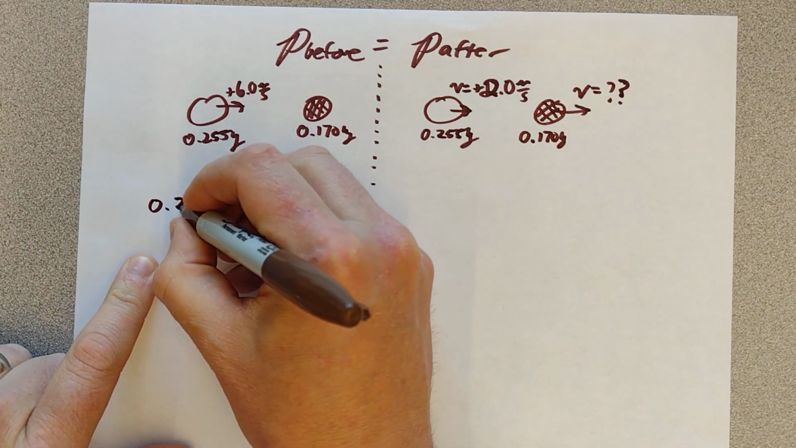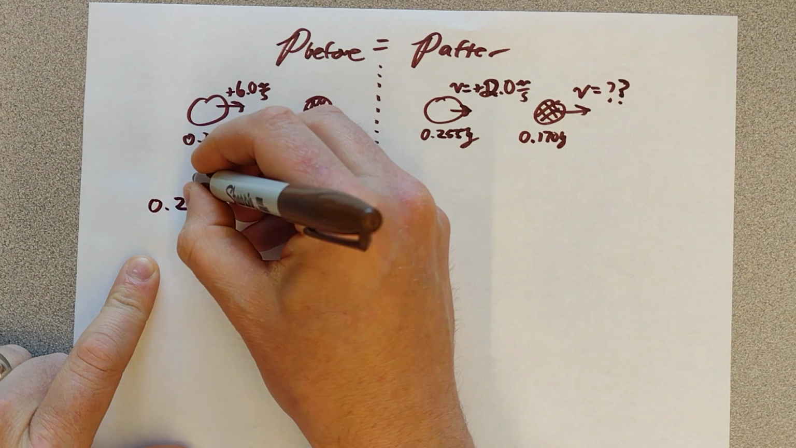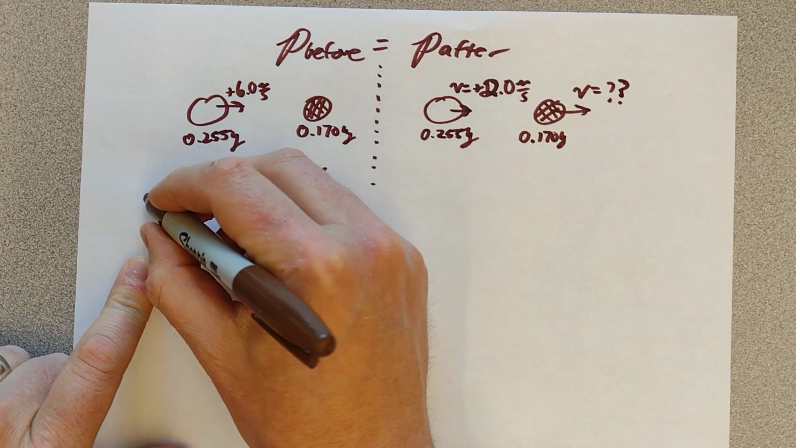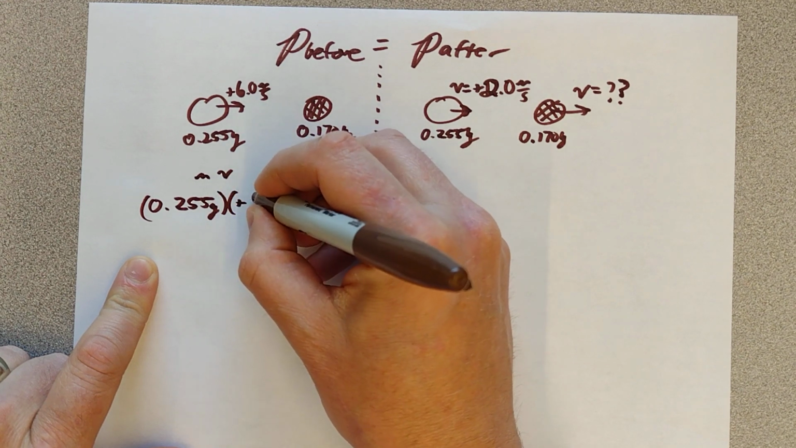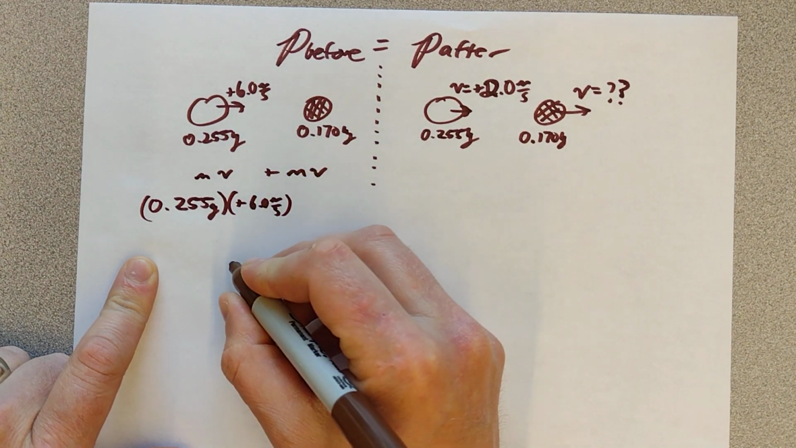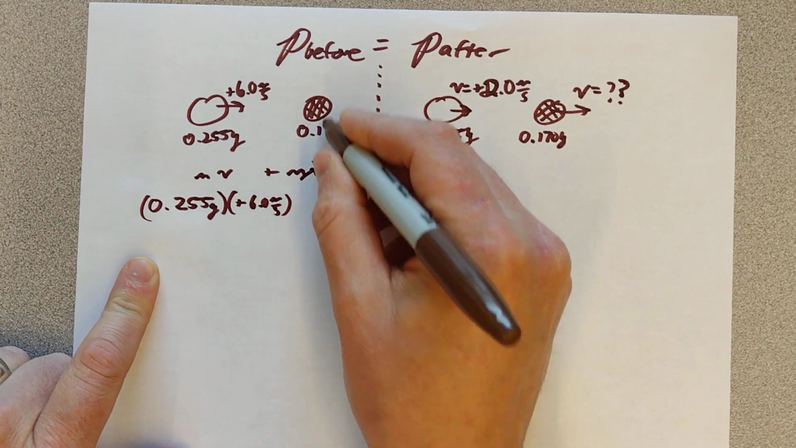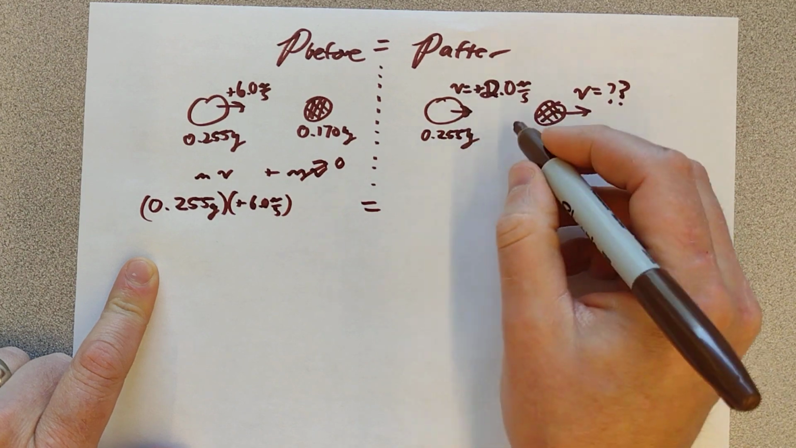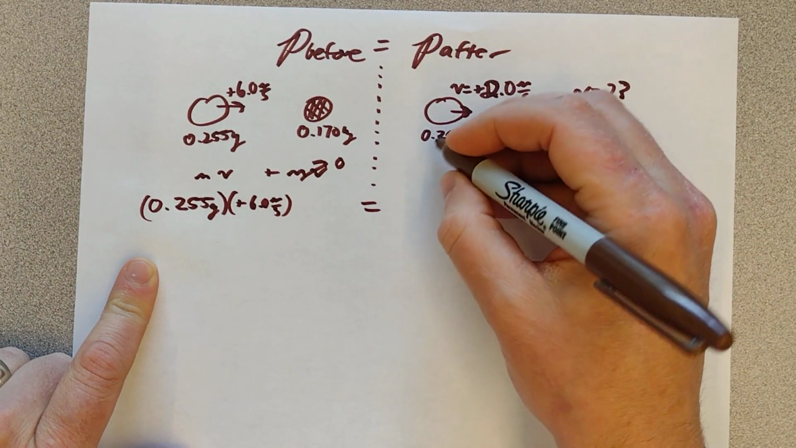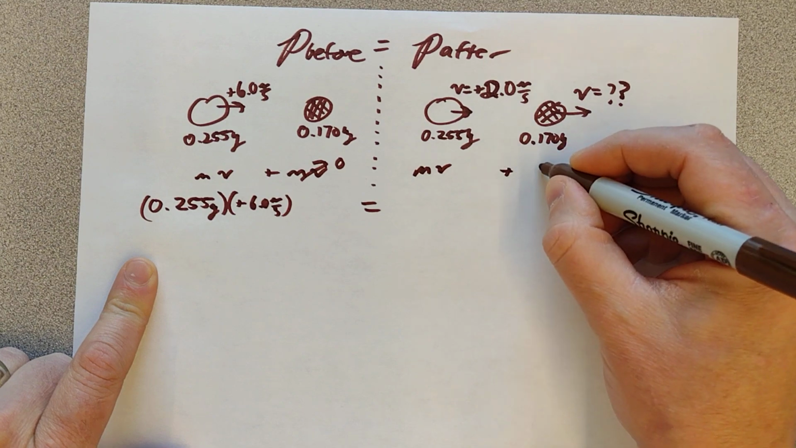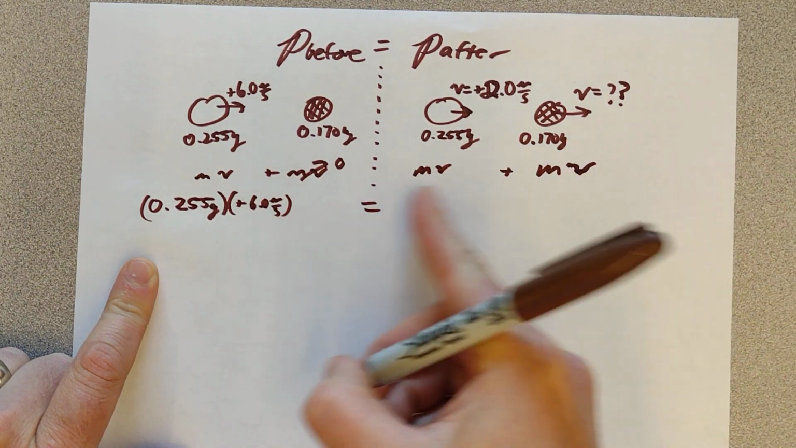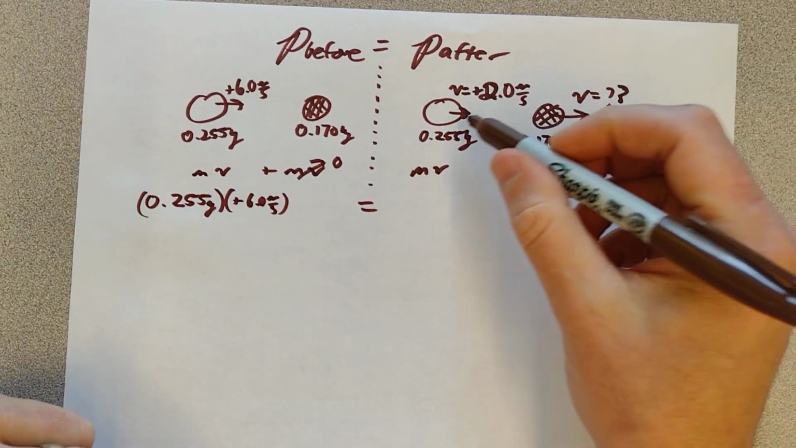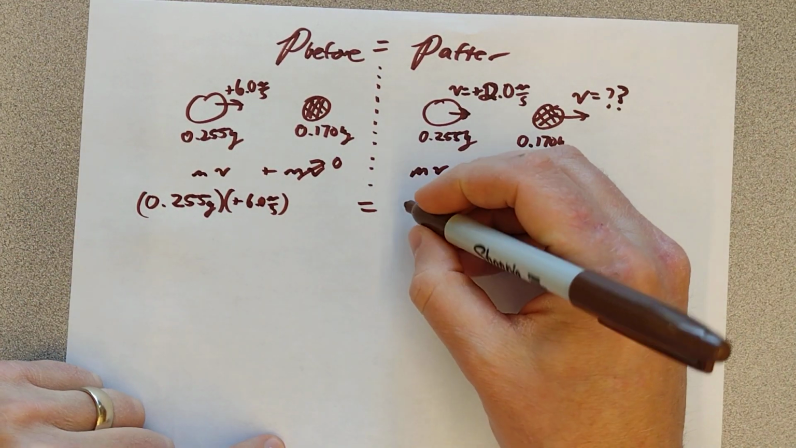So 0.255 kilograms. I just start doing all the little mvs of each object before and after. So this one's mass times its velocity, positive 6.0 meters per second. This one's mass times velocity is 0 because its initial velocity is 0. That's got to equal this one's final momentum, its mv, plus this one's mv, must add up to equal the single one's mv afterwards. So this one loses a lot of velocity. This one's obviously going to gain velocity.